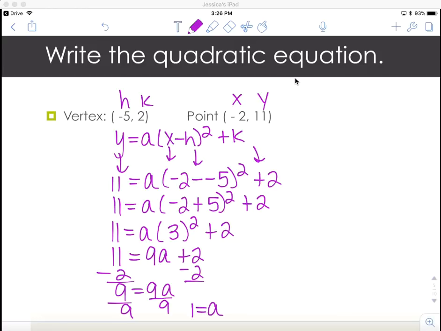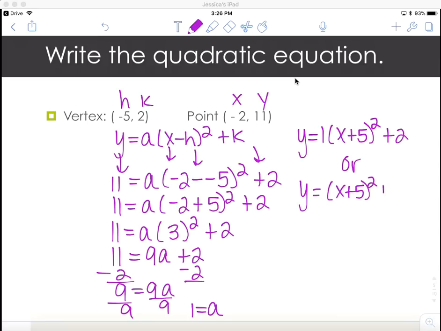Your final answer here is y equals 1 times x plus 5 squared plus 2. Or, since a is 1, you can always just write it as y equals x plus 5 squared plus 2. Those mean the same thing. Since we are just writing our equation here, your final answer is not going to have numbers written for y and x. You're going to leave those as y equals x plus 5 squared plus 2.